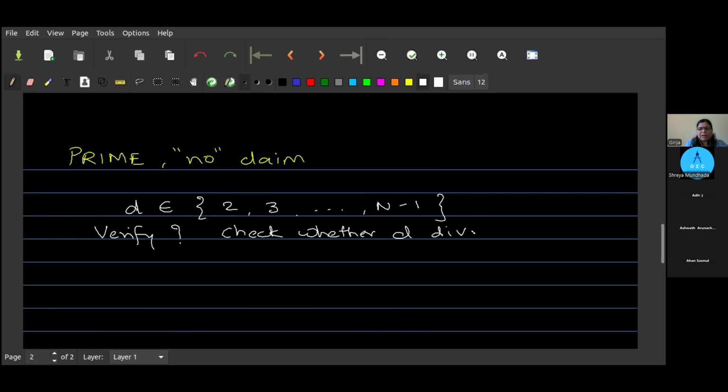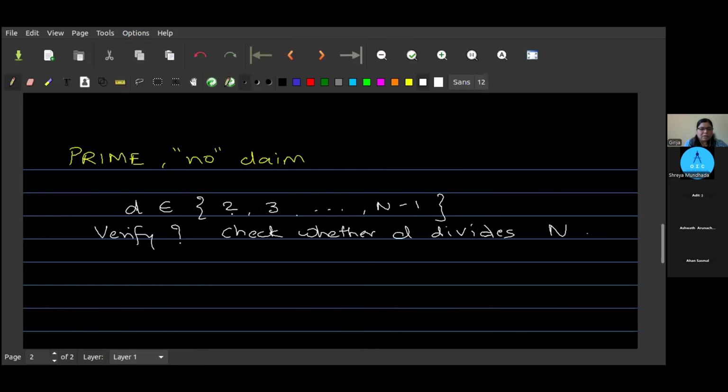Sorry for the handwriting. I had to change the device and I'm not very comfortable with this device. So check whether d divides n, right? Correct? So if the claim is no, and if this d is correctly given, then you will be able to verify the claim and say that yes, the claim is true, right?